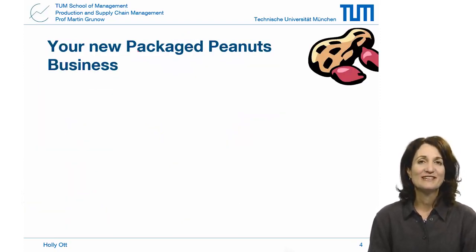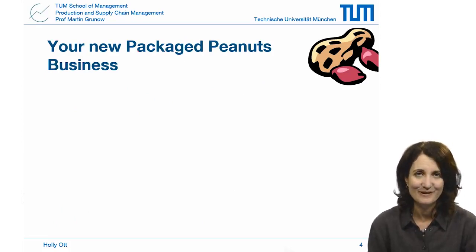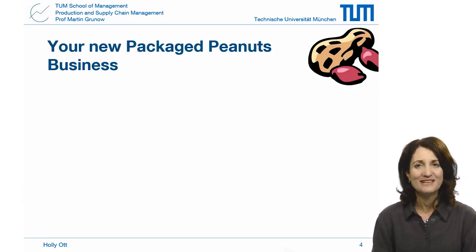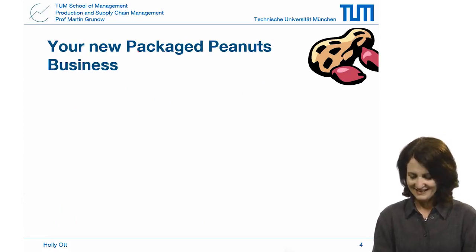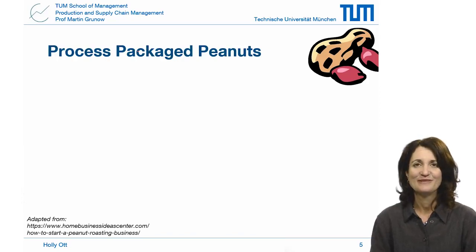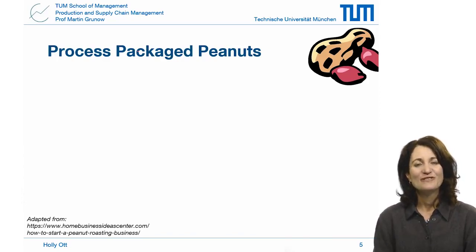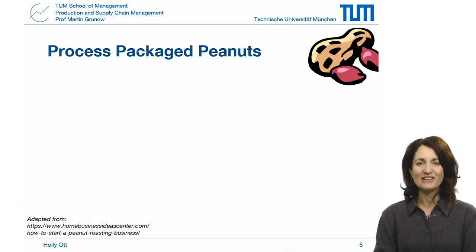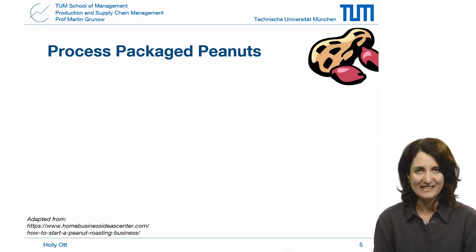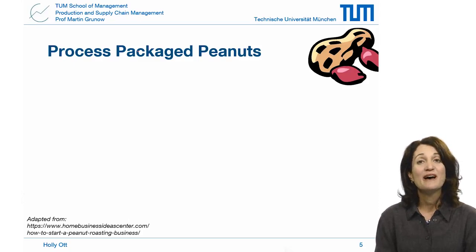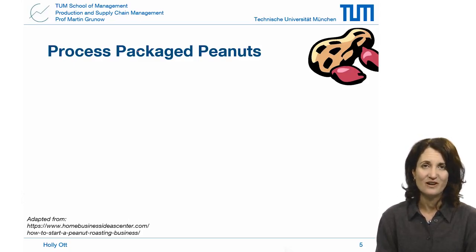So let's say you would like to start your own peanut roasting business where you're going to sell packages of roasted peanuts to supermarkets and gas stations, for example. Well, you've looked on the internet how to start a peanut roasting business, and you've bought the equipment and started roasting and started making some sales to customers, and you can map your basic process flow as follows.